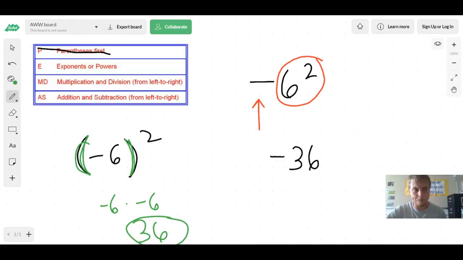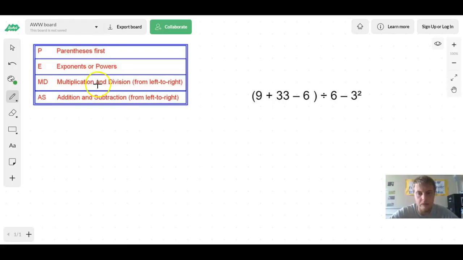Let's try another one. Okay, so in this, again, we would do the parentheses first. So the first operation we would do would be parentheses. So in the parentheses, we would get 9 plus 33 is 42, minus 6 is 35.